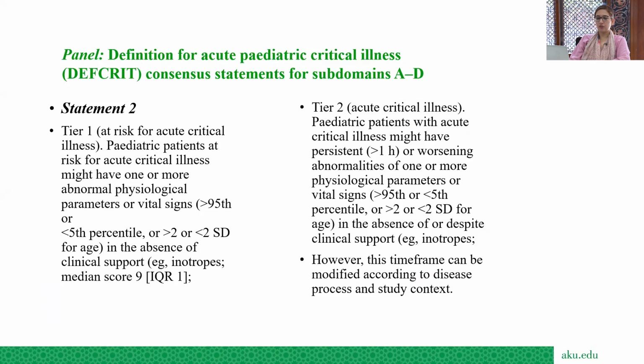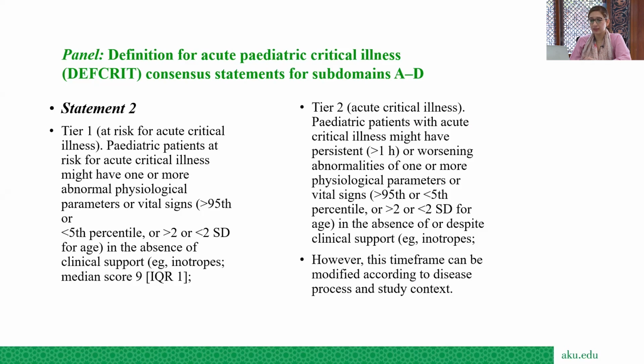There's a very interesting definition for acute pediatric critical illness, DEFCRIT, that recently came out, and it basically divides the critical illness into subdomains. And a very essential statement states that Tier 1, or patients at risk for acute critical illness, are those who might have one or more abnormal physiological parameters. So whenever we're talking about a critically ill child, it's very important for us to lay emphasis on these physiological parameters that include vital signs, which may be, for example, hyper or hypotension, or blood pressure centiles that are more than 95th centile or less than 5th centile, or more or less than two standard deviations for age, in the absence of clinical support, for example, inotropes.